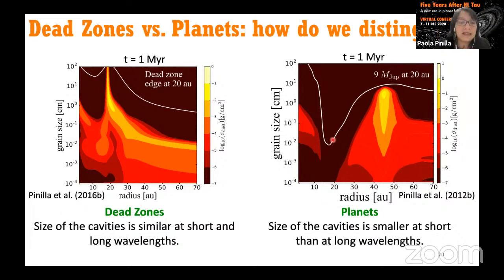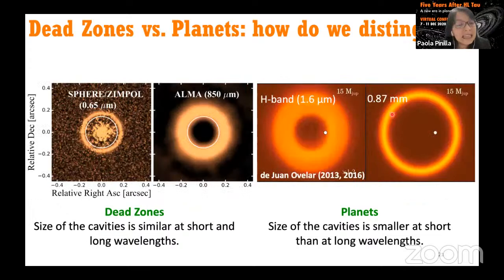And one main difference is that if you look at the small grains versus the millimeter grains, you expect in this case that the cavity is of the same size as the millimeter cavity. But in the case of the planet, you expect the cavity in small grains to be smaller than in millimeter grains. And this is indeed seen in the synthetic images of these models, where you see synthetic observations at short wavelength versus ALMA wavelengths. This is the case of the dead zone, and the white line represents how extended is the dead zone. You see cavities here in the two cases, which are of similar size. While in this case, you see that the cavity increases with wavelength.